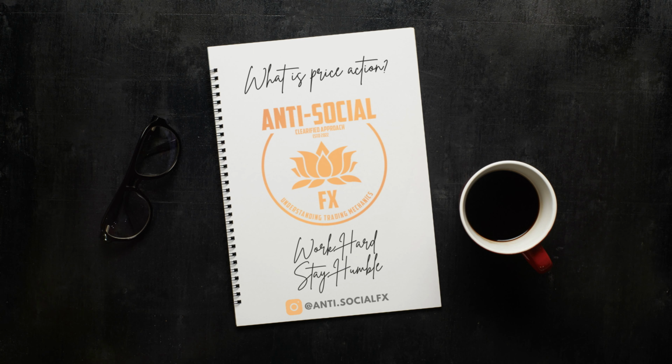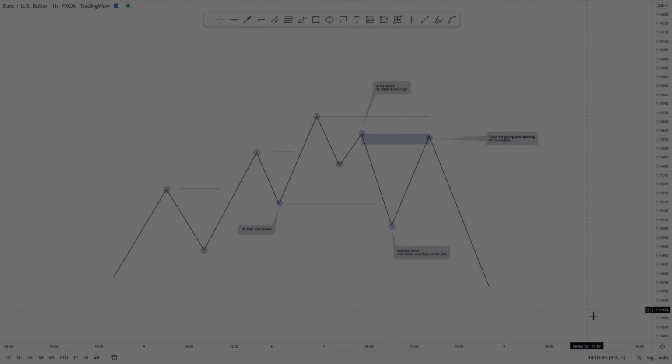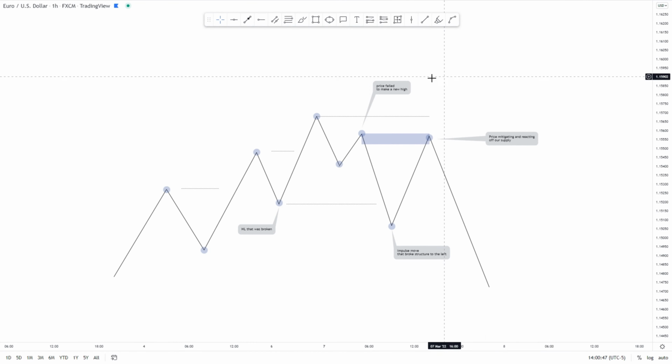So what is price action? Price action, guys, is going to be the language of the market. It's going to be the confirmations, structure, the way the market moves. It's basically going to be the action of price, guys. Self-explanatory, very basic. Price is trending up, making higher highs, higher lows. That's going to be price action.